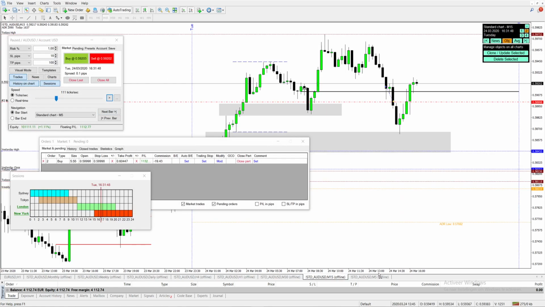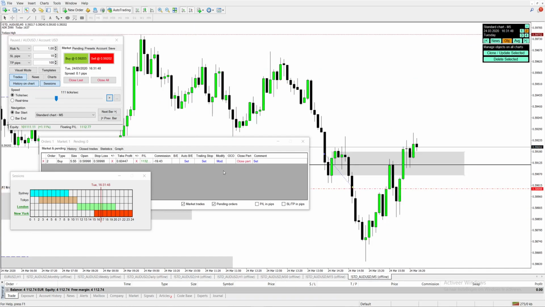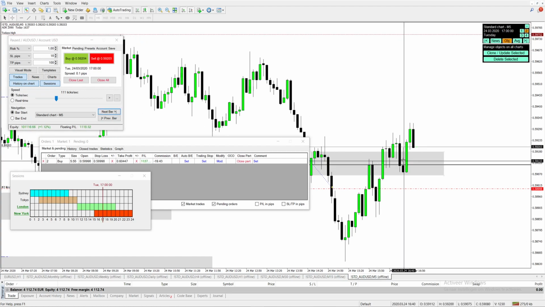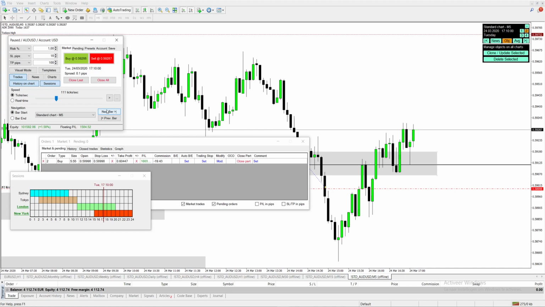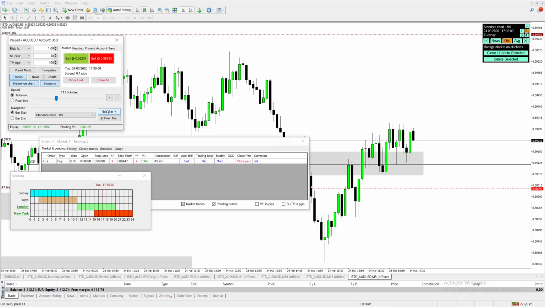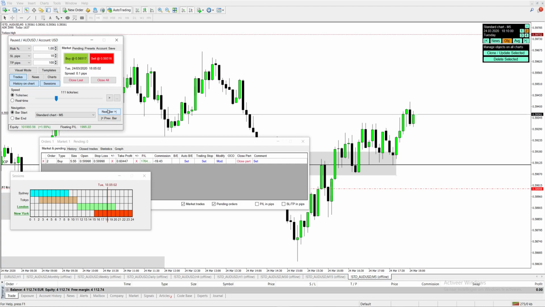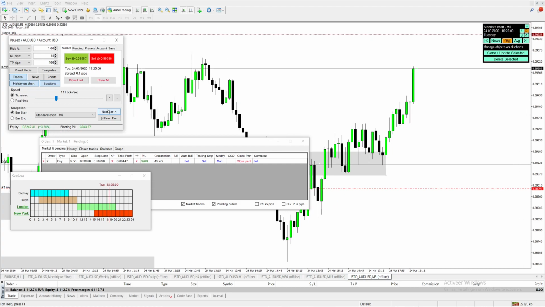Right. Let's go back to the 5. Let's roll the tape. See how it's holding this breaker. It should. More accumulation. And now we're moving away once again. So we're almost at the buy side liquidity over here. We're up 3.2%.